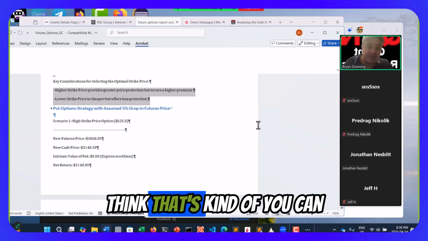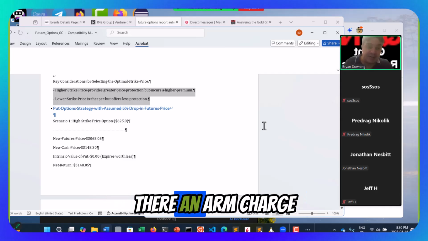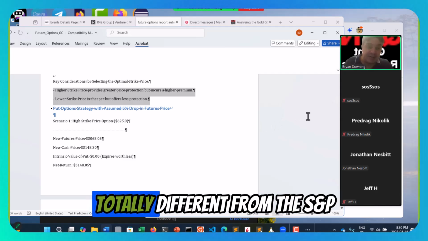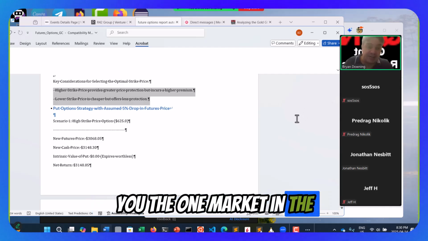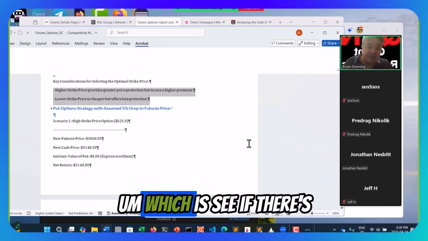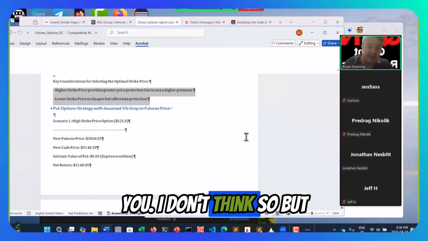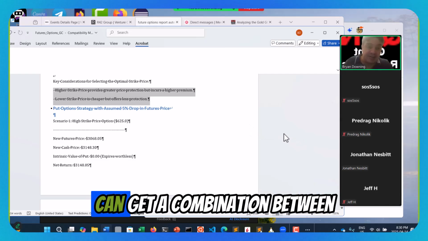So I think you can play around with the hedging and the arbitrage as well. Is there an arbitrage opportunity and so on. The Nasdaq's totally different from the S&P as well. I just want to show you the one market index. Let me just see if there's anything else I can show you. I don't think so.